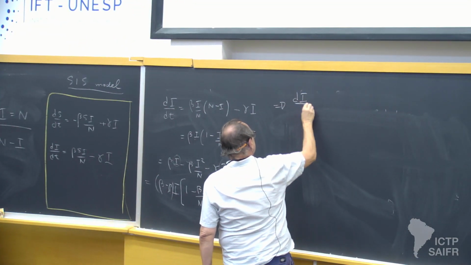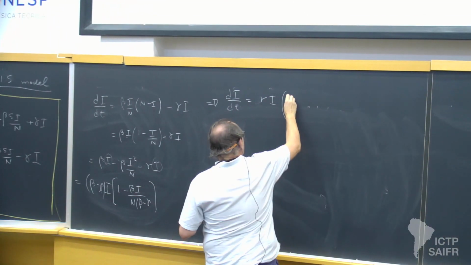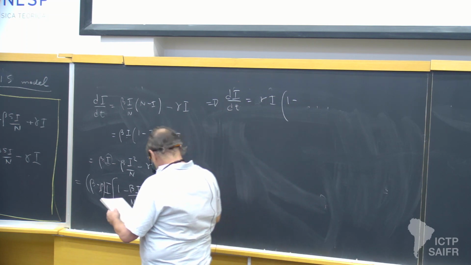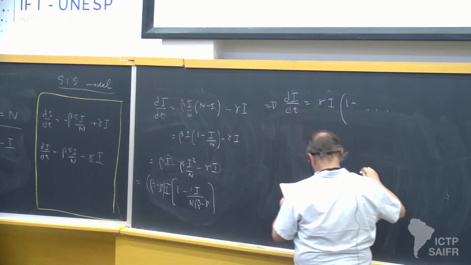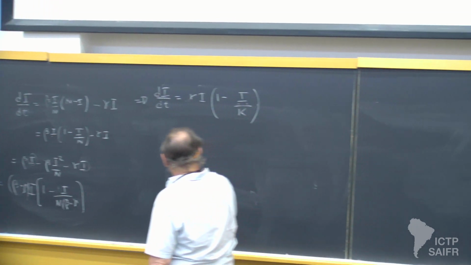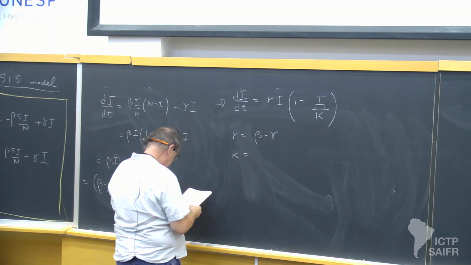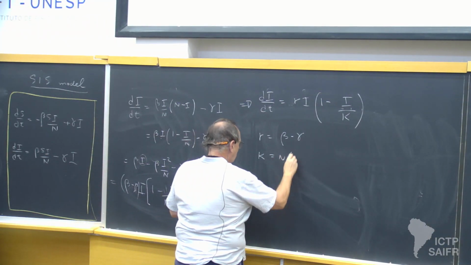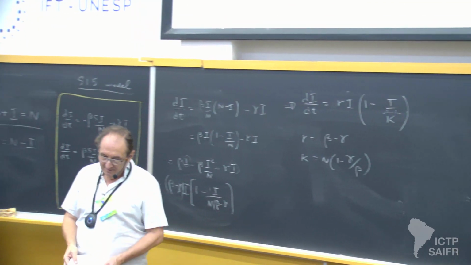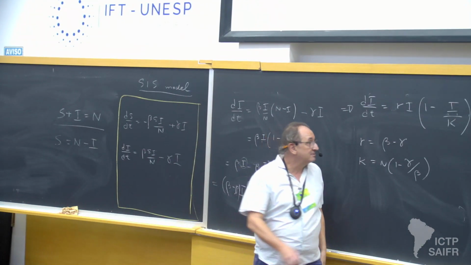This equation can be written in the following way: dI/dt is some parameter r times I, 1 minus I divided by some K, where r is beta minus gamma, and K is N times 1 minus gamma over beta. This is an equation which can be solved. It's called the logistic equation.